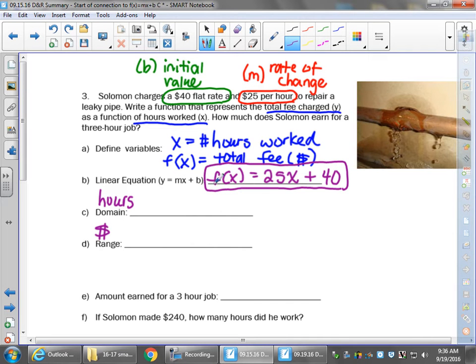Nope, that's part of my model. So think bigger picture. If it doesn't state a restriction, are we in the real world here? What's the real world restriction on hours? Zero to what? 0 to infinity. At this point, if you want to do set or interval, it's totally up to you. So I would accept this as an answer.